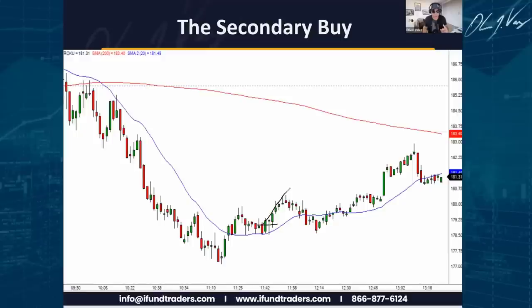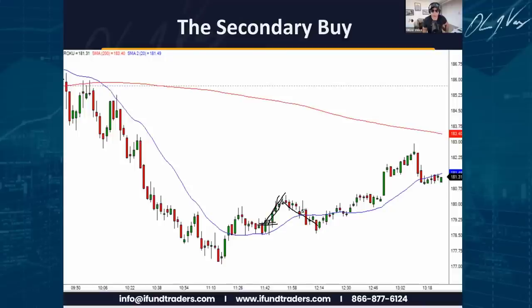Boom. Now, don't think that that's small, guys. That move there looks like it is about $1.20 or something like that. That's not a bad move. 1,000 shares gets you $1,250. All right. Now, we pull back. We go through the 20 again.